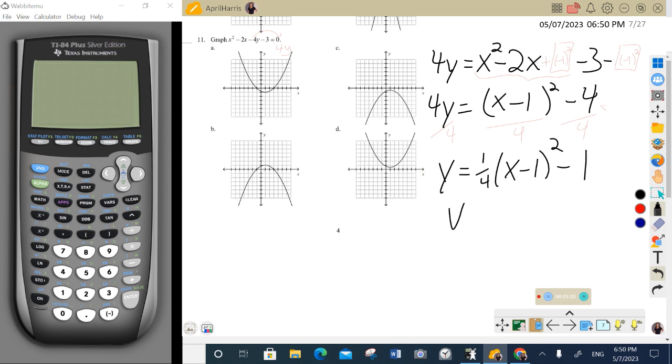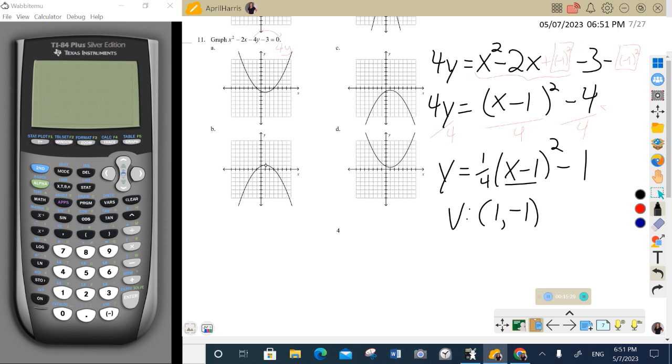So my vertex is at x is positive 1, because when you bring it out of the parentheses, you change the sign, and the y is negative 1. It's out there on the end. So I'm looking for a vertex of 1, negative 1. Well, A looks pretty good.